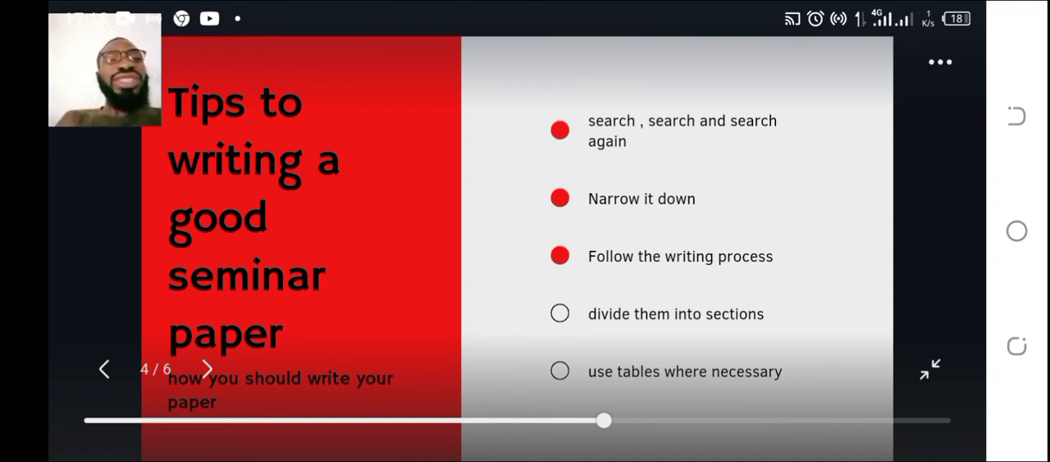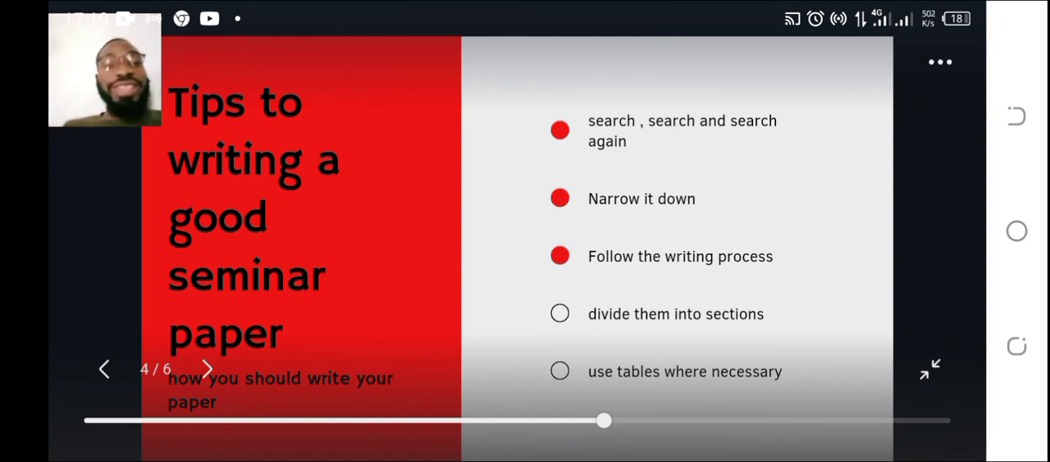Now, the next thing to do is to use tables where necessary. It's very, very important to use tables when necessary. In my paper, there were different signs and symptoms depending on the particular characteristics, and I could not write everything because it was going to be too much. So I put them into a table, so it was very simple and straightforward to read. Once the reader saw it, it was okay. Yes, this is good. This is what I'm looking for, and it was straightforward. So use tables, charts and figures where necessary. If you find a particular table or chart on your topic that is very important to read, you have to use it.